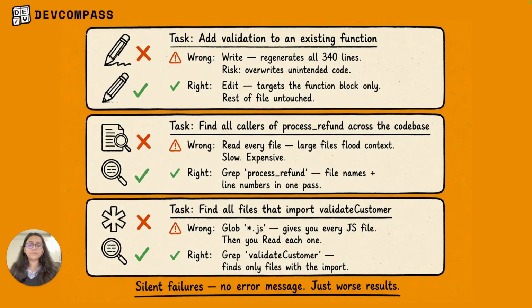The third one is finding all files that import validate customer using glob when grep is the right tool. These are confusing, right? You have to remember that if you make these mistakes, they won't produce an error message, they would just lead to silent failures. If the task is to find all files that import the validate customer function, using glob for asterisk.js is the wrong approach, because it will give you every JS file, then you read each one. The right tool would be grep for validate customer, so that it finds only the files that actually contain the import.